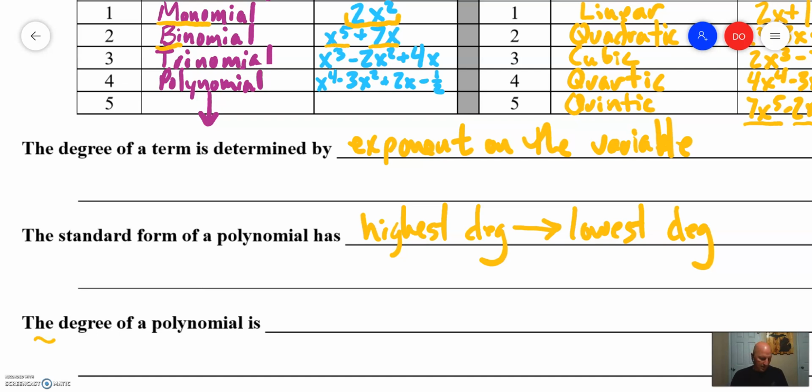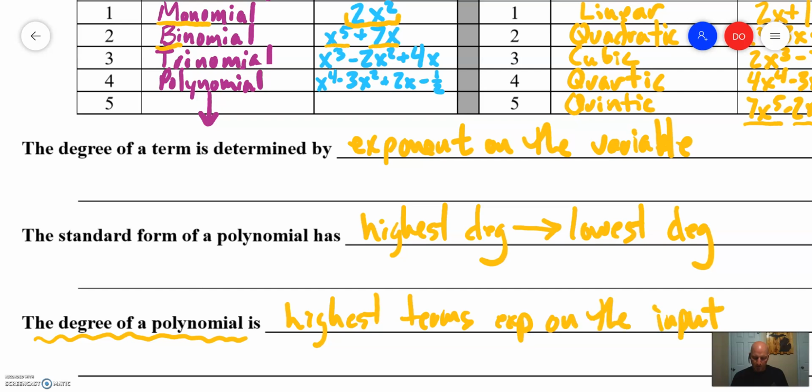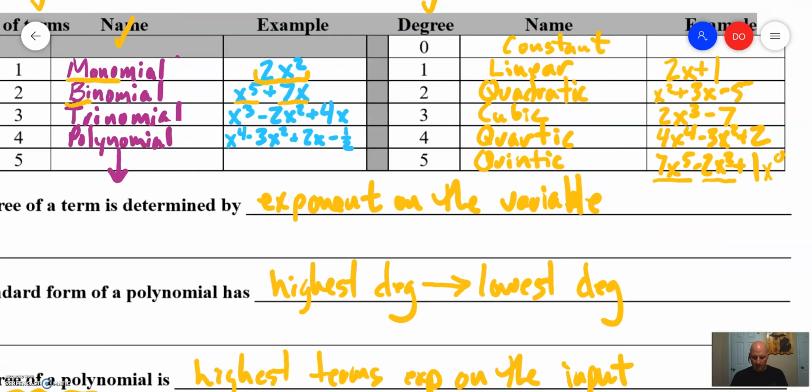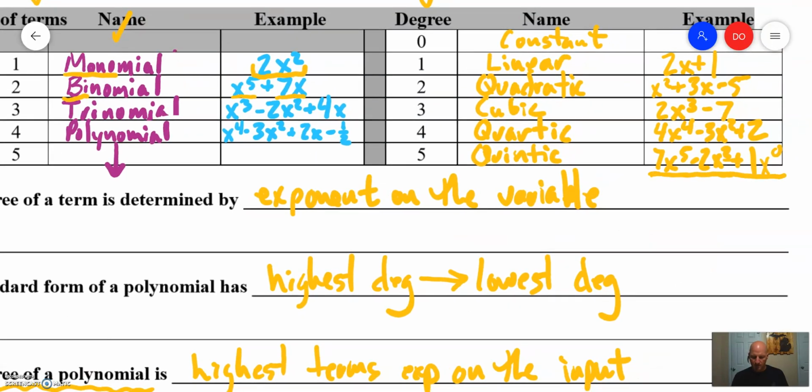And then the degree of a polynomial is always the degree of the highest input. So the highest term's exponent on the input, which is really a fancy way of saying the reason we call this a quintic function is because the highest exponent on any input was 5. Therefore, that 5 speaks for the entire polynomial.